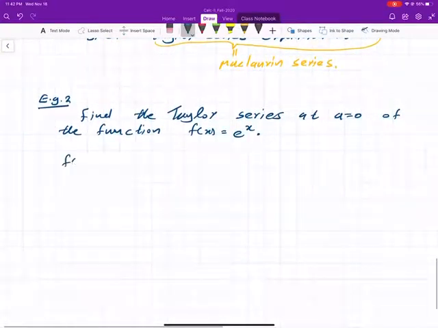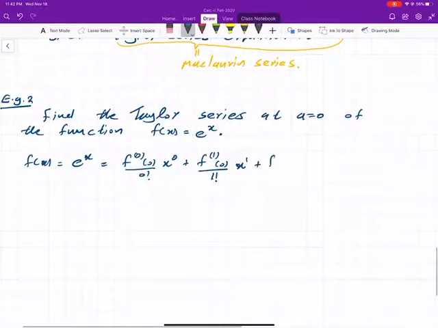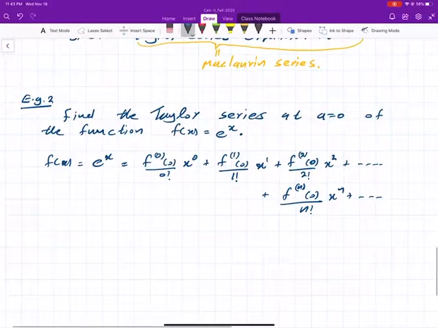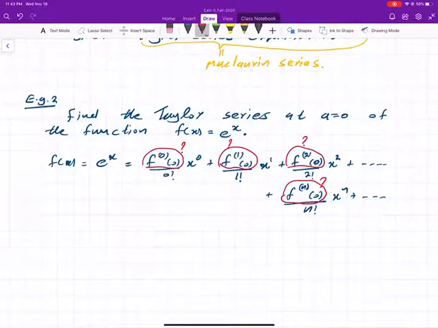Okay, let me write down the definition. f of x equals e to the power x equals f 0th derivative at 0 over factorial 0 x to the power 0, plus f first derivative at 0 over factorial 1 x to the power 1, plus f second derivative at 0 over factorial 2 x to the power 2, plus dot dot dot plus f nth derivative at 0 over factorial n x to the power n, plus dot dot dot. Alright, so this is the Taylor series expansion, but you have to find these terms. Let's go step by step.